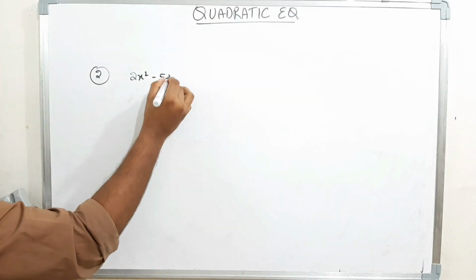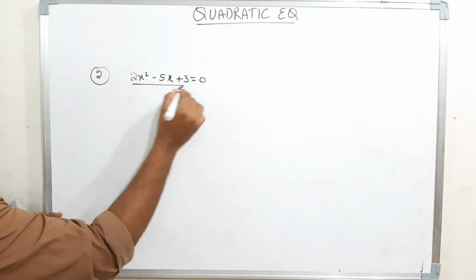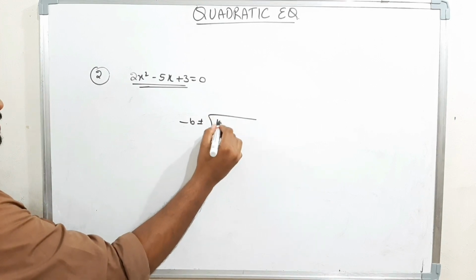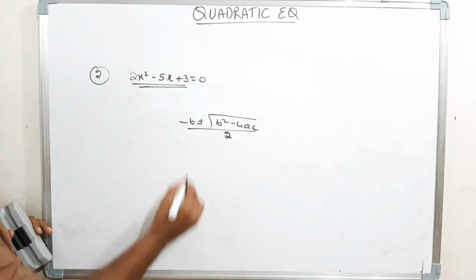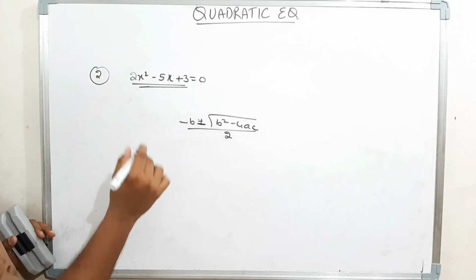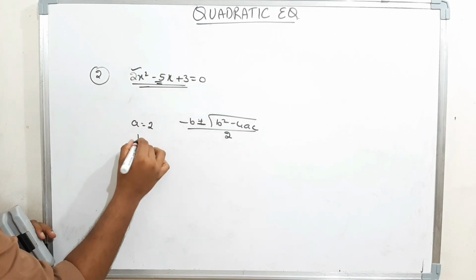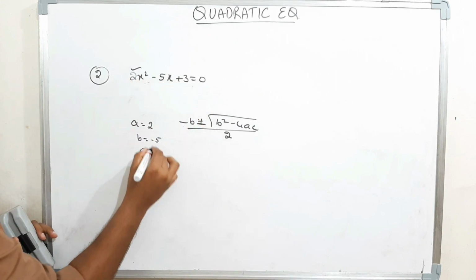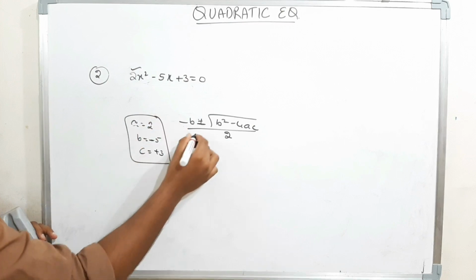2x square minus 5x plus 3 is equal to 0. I can solve this by using the formula. What is the formula? x equals minus b plus or minus root of b square minus 4ac, divided by 2a. When I keep plus I will get one root, and when I keep minus I will get one more root. What is a? a is 2. What is b? b is minus 5. And what is c? c is plus 3. Just put these values in and you will get two roots.